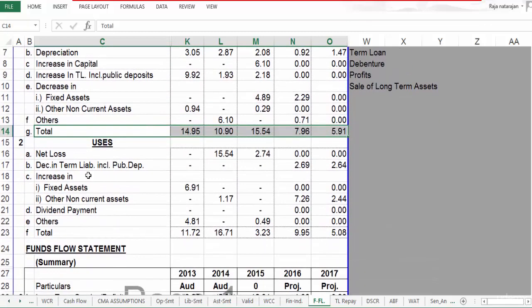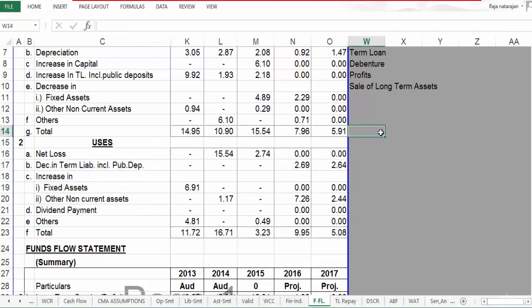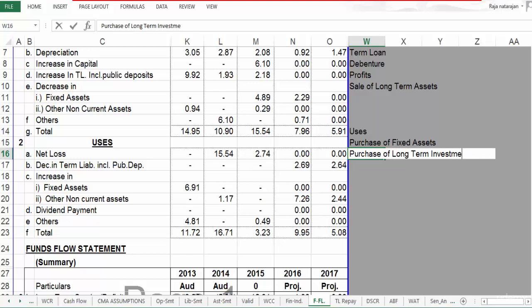Next, fund flow statement will go and grab all the uses. What are the uses? Let us understand first. Uses can be purchase of asset, basically long-term asset. So it can be purchase of fixed assets, or it can be investments, long-term investments. So I'll say purchase of long-term investments.